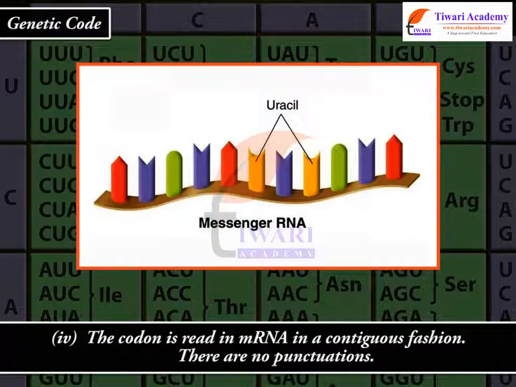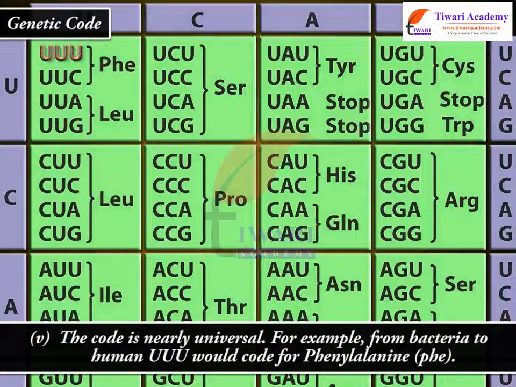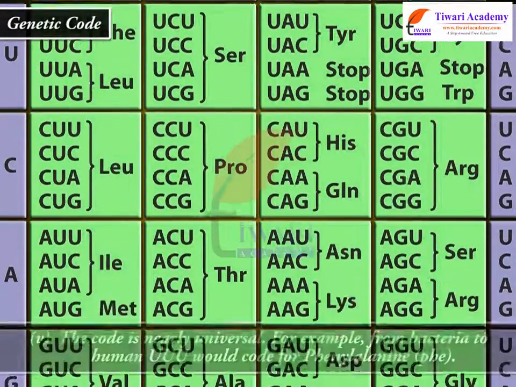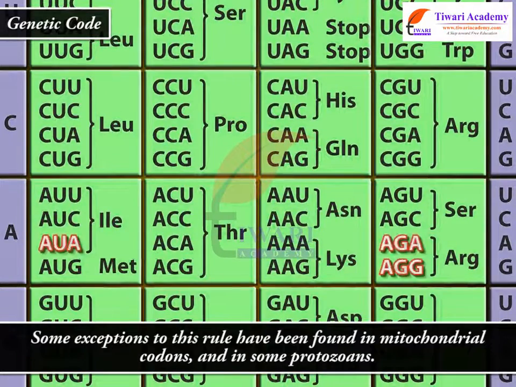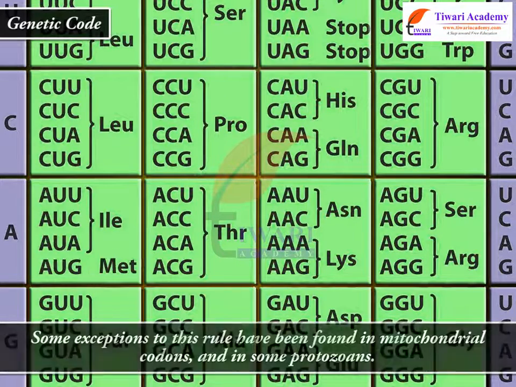4. The codon is read in mRNA in a contiguous fashion. There are no punctuations. 5. The code is nearly universal. For example, from bacteria to human, UUU would code for phenylalanine, Phe. Some exceptions to this rule have been found in mitochondrial codons and in some protozoans.